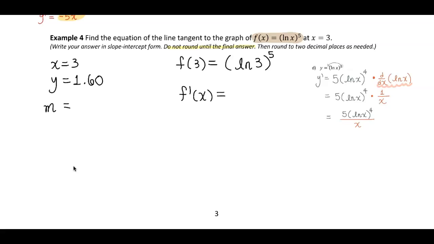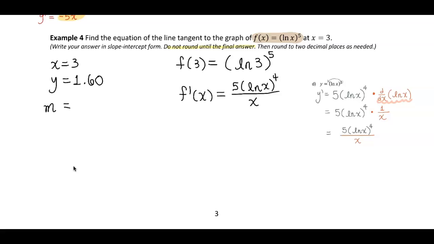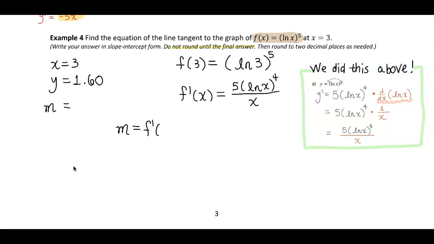The derivative of natural log of x to the 5th is 5 times natural log of x to the 4th power divided by x. I'm not going to redo it because I already did this before, so I'll just keep that work over here. And I'll probably add a note, we did this above, so that you know where it came from. That makes sense, right? But I got everything I need then. I'm just going to plug in for m. Plug in the x value of 3 in here to figure out the slope.